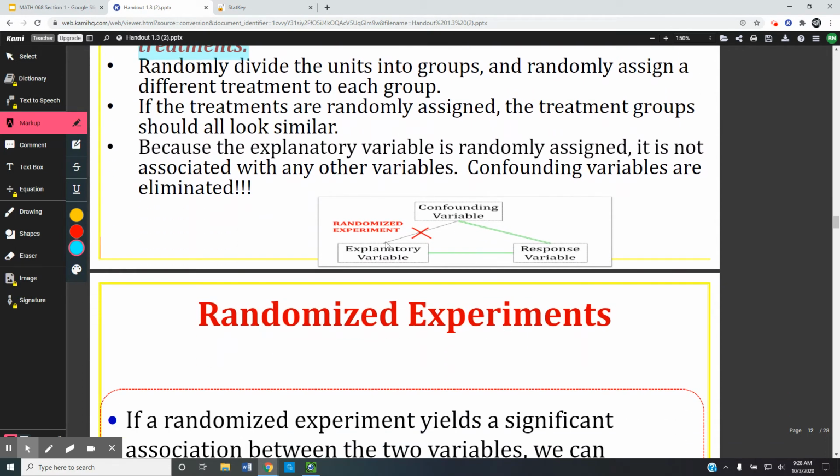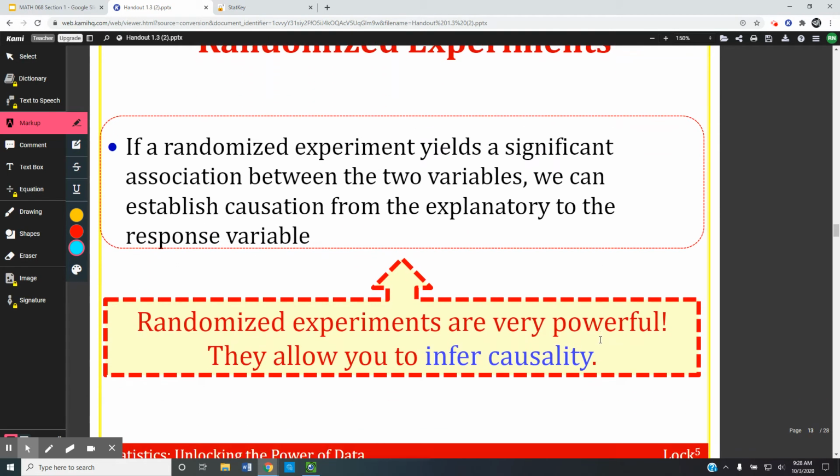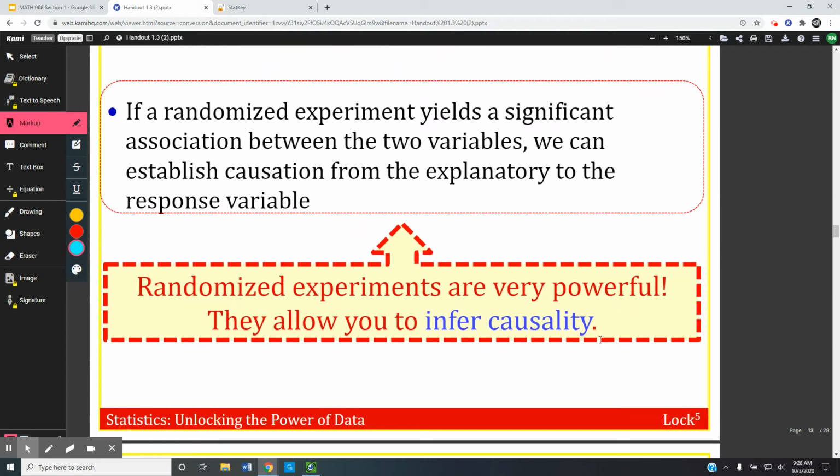So in order for this to take place, I lose the confounding variable. I break the confounding variable portion of this because group A was randomly chosen, group B was randomly chosen, and the explanatory was randomly chosen inside of each of those groups. So I eliminate that effect of having that third confounding variable, if you will.